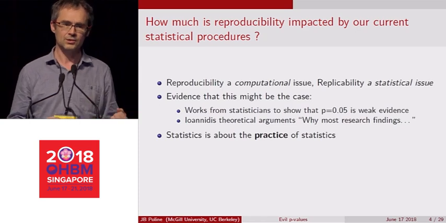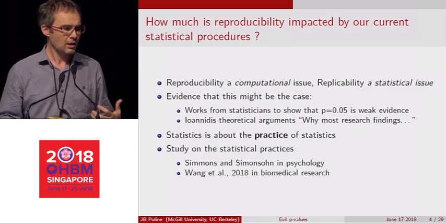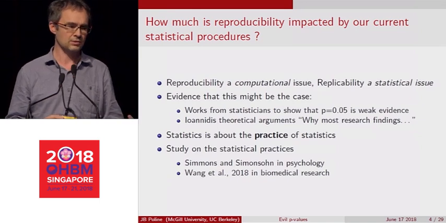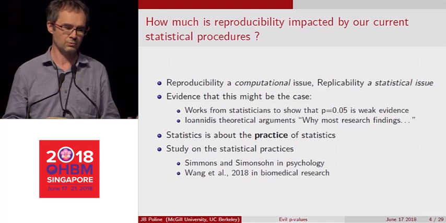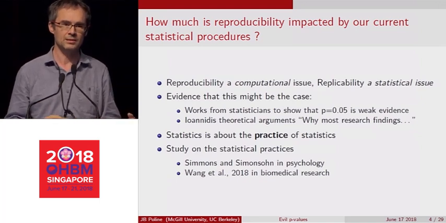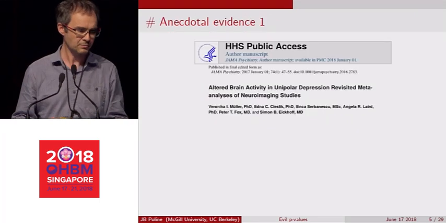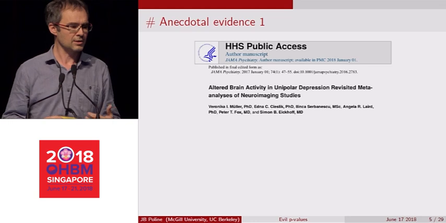And statistics is not just a method, it's also the practice of statistics, what you do with the method. So how do we study the practice? What do the studies on the practice of statistics tell us? Well, if you look at Simmons and Simonsohn in psychology, or more recent papers, you'll see that statistics are very poorly practiced. So anecdotal evidence number one: this is a study on unipolar depression.